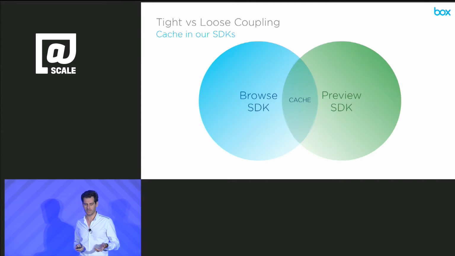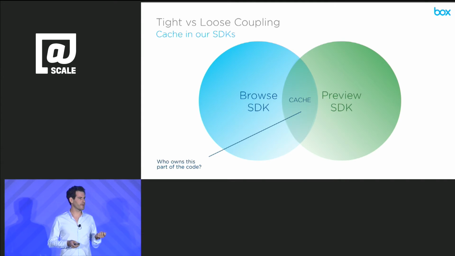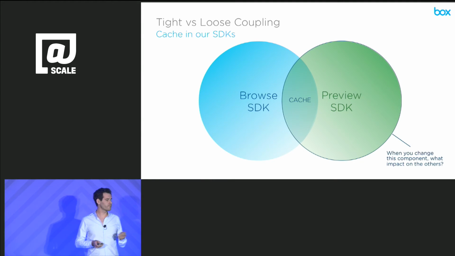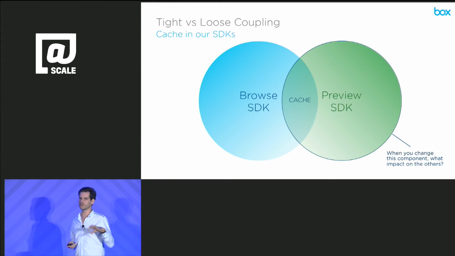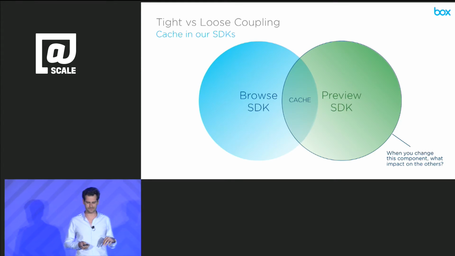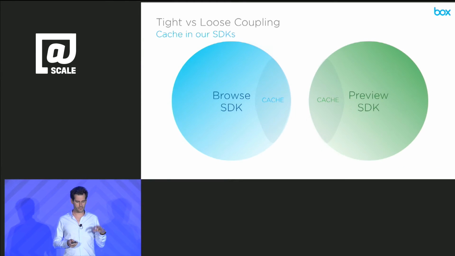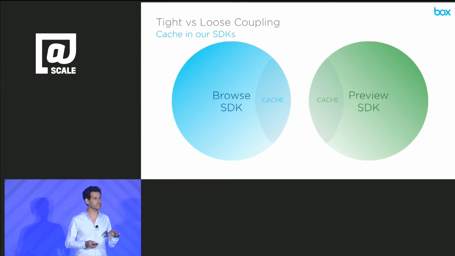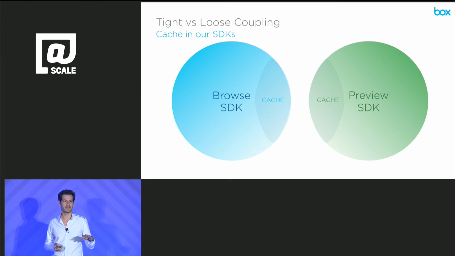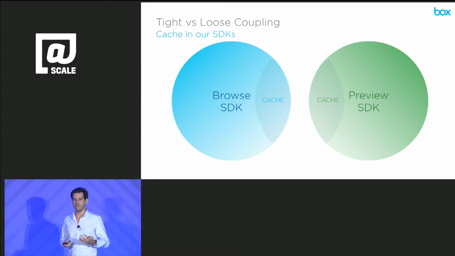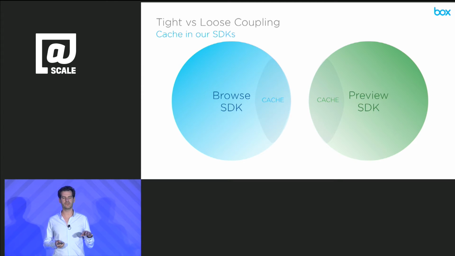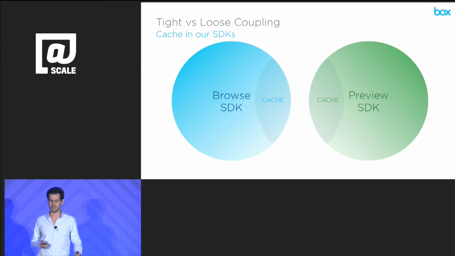For example, who owns this part of the code that is used by both components? And when you're making a change in the preview SDK, how do you make sure it doesn't cause any issue in the browse SDK? So that's where sometimes the duplication of code isn't the worst enemy. I know that as engineers, we hate duplicating code, but the factorization of code also comes with a cost that may be sometimes higher than the cost of duplication.